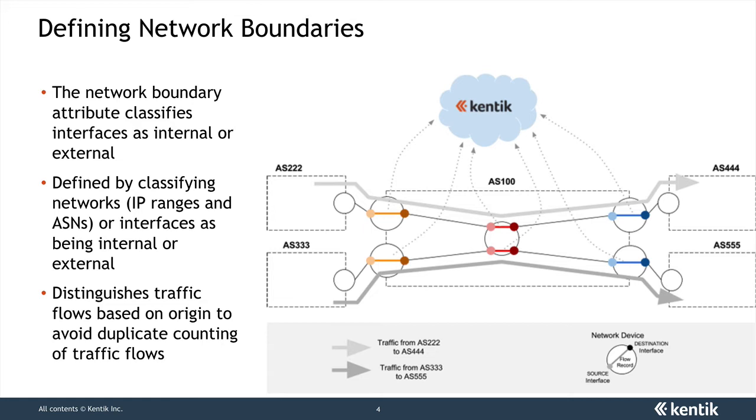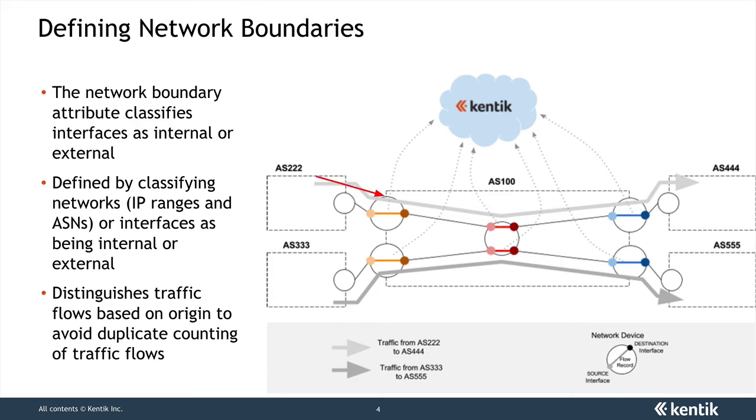Likewise, you may have devices with interfaces sending flow data to Kentik that are connected to other networks inside of your own domain, and those are considered to be internal. Looking at the diagram, we can see how there is a traffic flow from AS222 to AS444, which goes through our AS100.